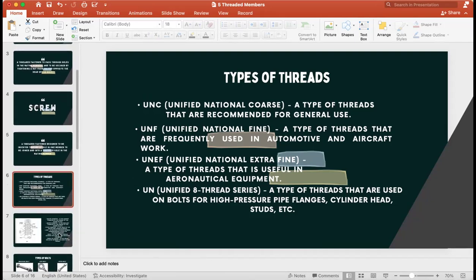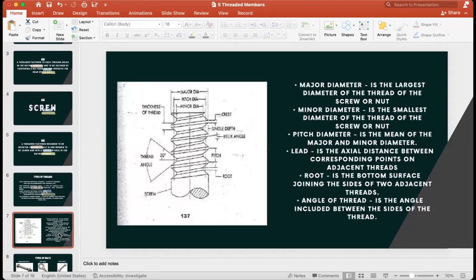So the basic parts of the threaded members are the major diameter, the minor diameter, the pitch diameter, the lead, the root, angle of thread, the pitch, and the crest. Of course, the major diameter would be the largest diameter of the thread or the nut. The minor diameter would be the smallest, and the pitch diameter would be the mean diameter of the major and the minor diameter.